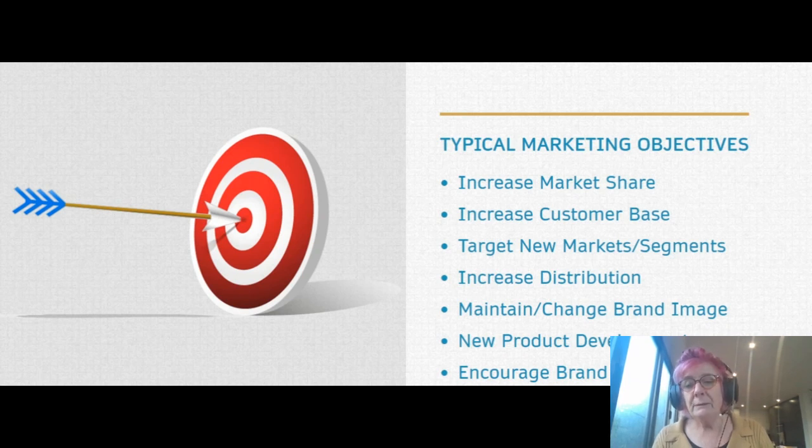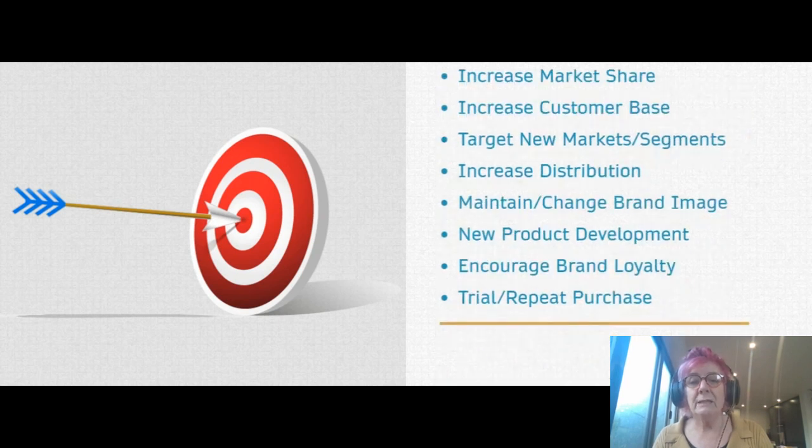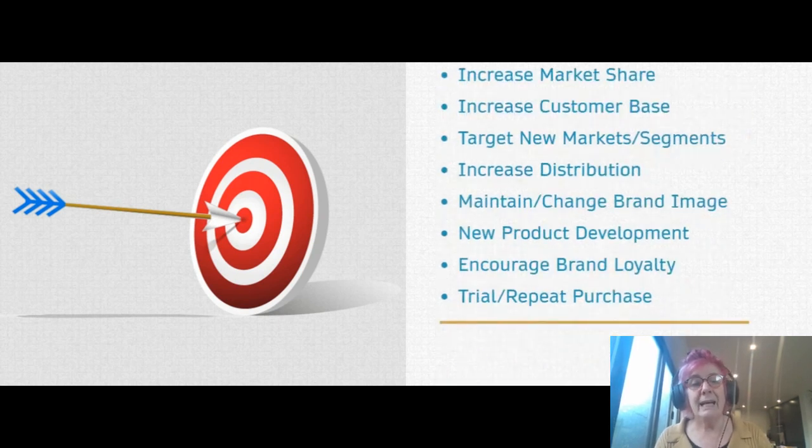But at other times, businesses might be really keen to increase their market share, to increase the number of customers, to develop new products, and of course to do things like encourage brand loyalty and encourage repeat purchases. All of these are valid marketing objectives that different businesses have at different times. And of course, most businesses will be aiming to achieve more than one of these things at any one time.